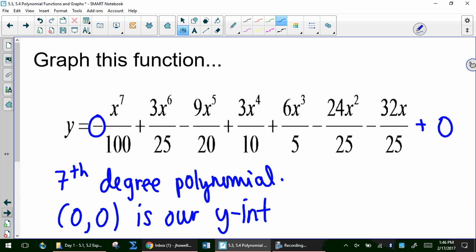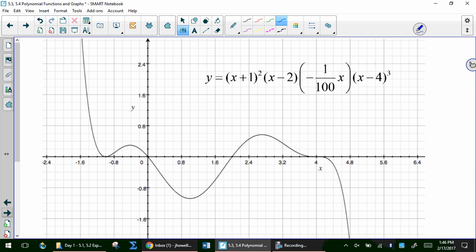Probably. All right, so ready? This is what this graph looks like. Is that a continuous function? Yeah. Is that a polynomial function? Yeah. Okay. Now, we have (0, 0), that's a point on the graph, and then we have all these other things happening.